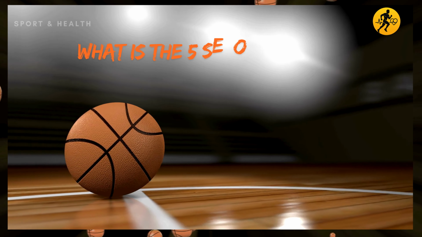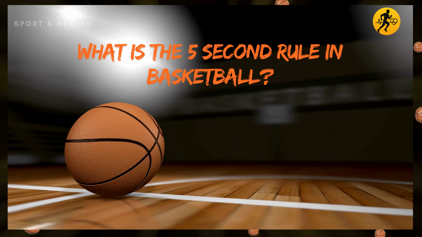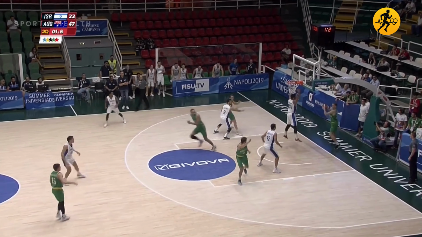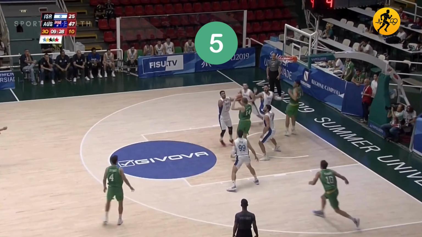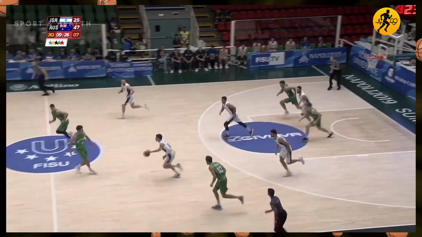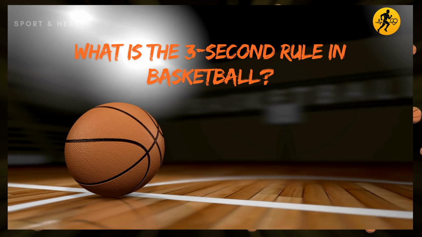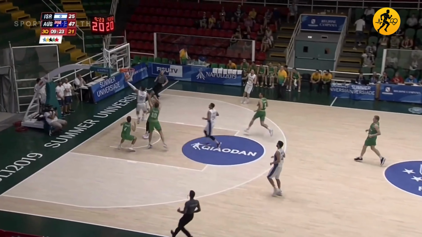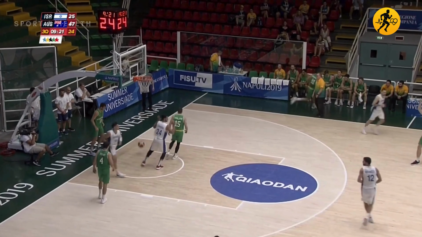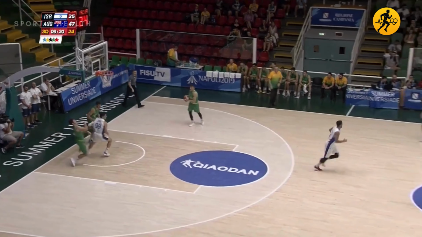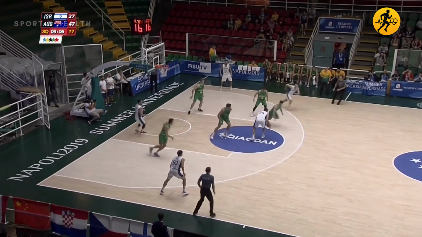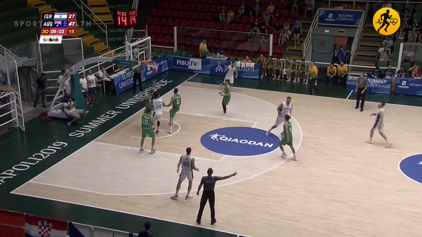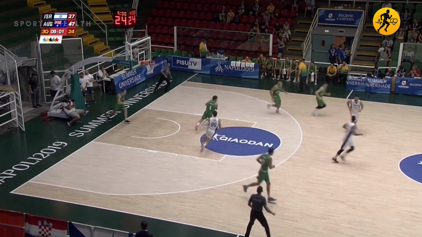What is the 5-second rule in basketball? A player can hold the ball and stand still for a maximum of 5 seconds without moving, and must pass, dribble, or shoot the ball before this time is up. What is the 3-second rule in basketball? It means that an offensive player cannot stand in a rectangular area called the paint for more than 3 seconds in the opponent's court. If the offensive player stays in this painted area for more than 3 seconds, the right of offense passes to the opposing team.